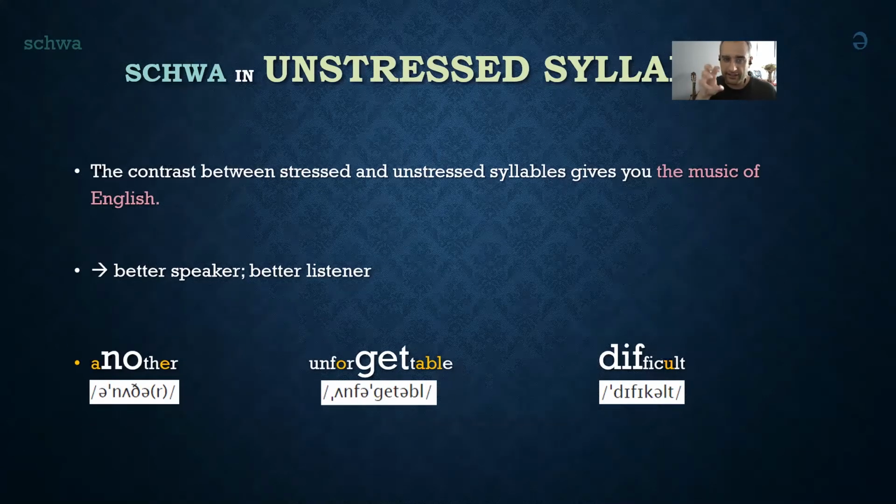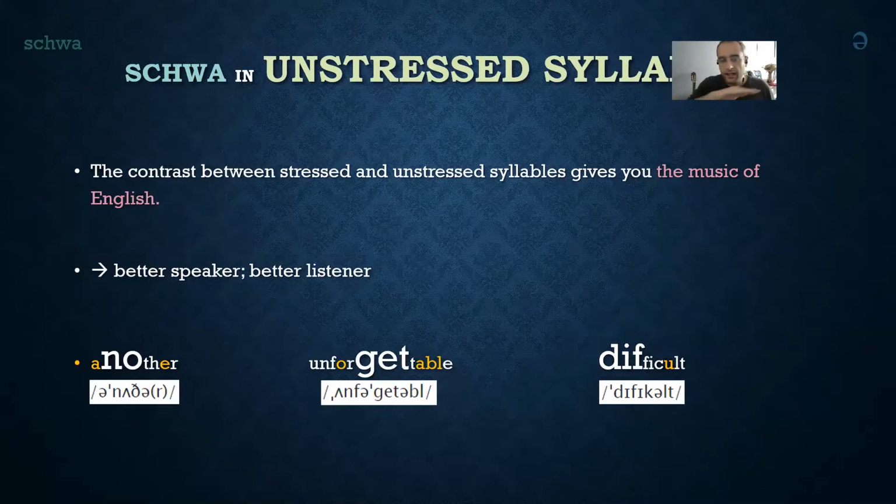Get. Now, this is the stressed syllable. Unforgettable. Okay? Gettable. Gettable. All right? And then here, difficult. Cult. Not cult, difficult. It's difficult. Cult. All right? Difficult. Stress, guys, stress. You have to focus on stress. And when you do that, you will see the importance of understanding schwa.